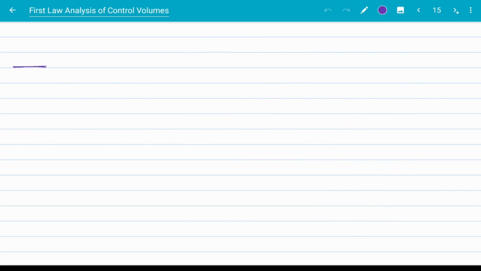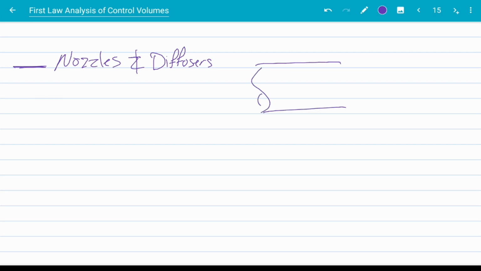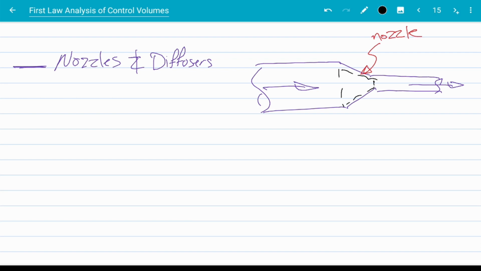Another example immediately following the pipe flow is the flow in nozzles and diffusers. Now, a nozzle is a piece of piping equipment that usually connects two pipes with different cross-section areas together, going from the bigger pipe to the smaller pipe. So this is the nozzle in the middle. Now, if we take the nozzle as our control volume, then we have the velocity coming in at the left boundary and velocity going out on the right boundary.